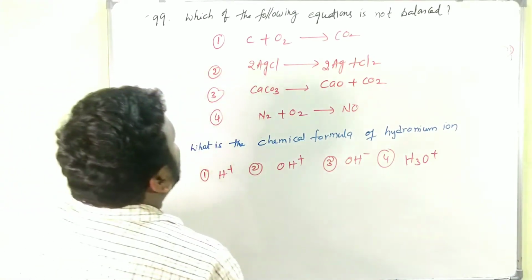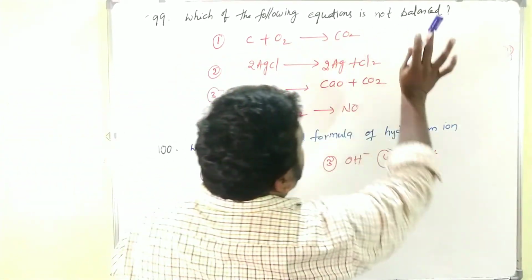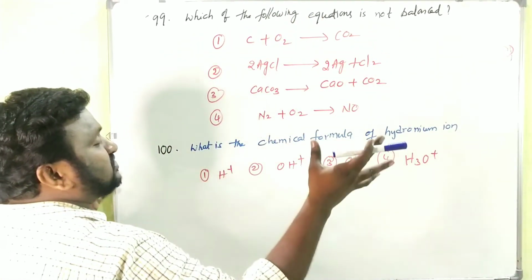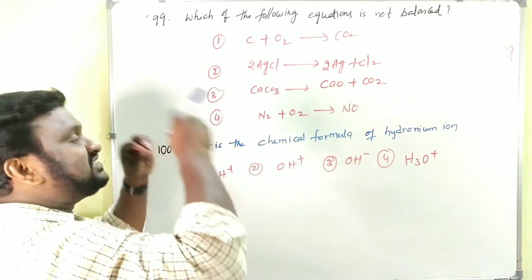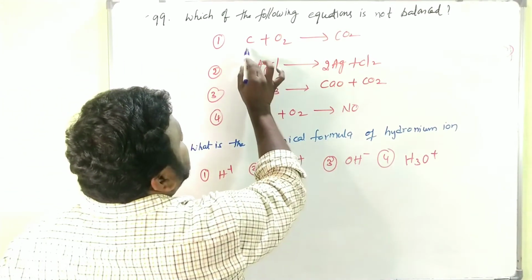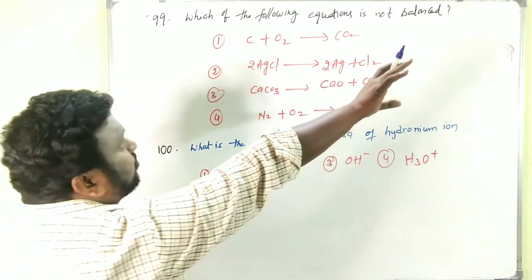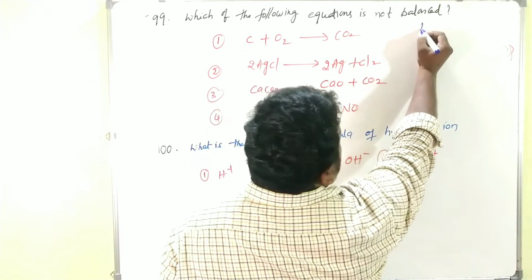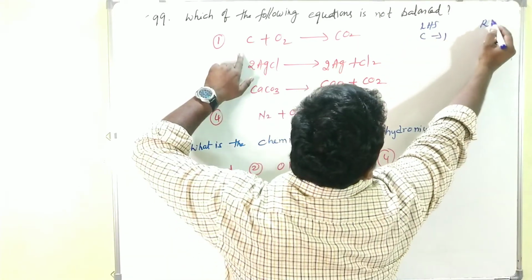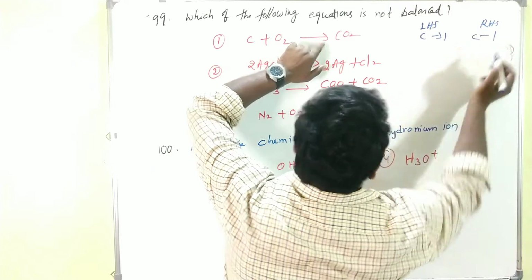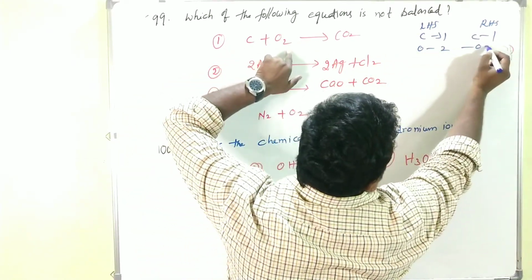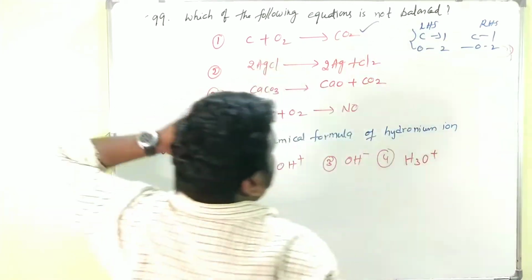Question number 99: which of the following equations is not balanced? Four equations are given, and we have to find out which one is not balanced. Clear? First we go for C plus O2 gives CO2. We check on the LHS how many carbons are there? 1. On the RHS how many carbons? 1. And oxygens? 2 atoms on the left, and 2 oxygens on the right. That's why it is balanced.